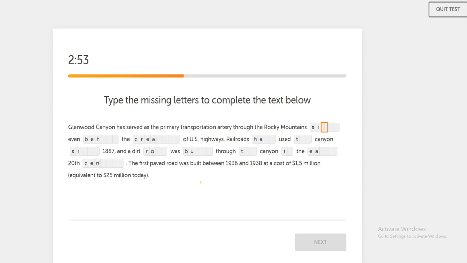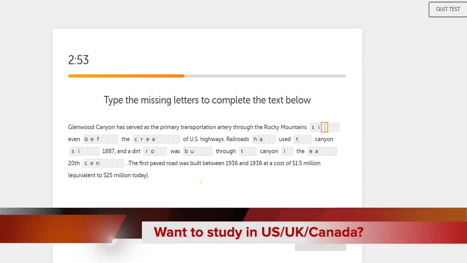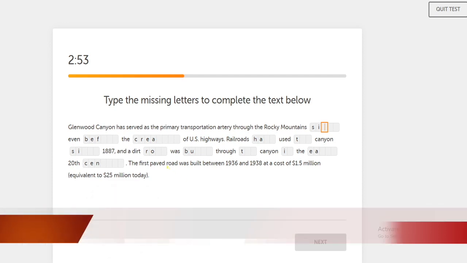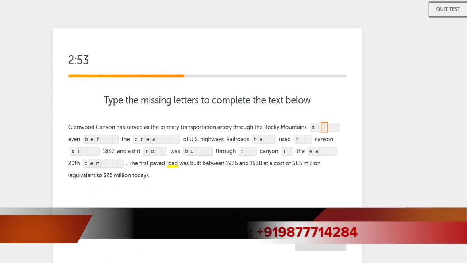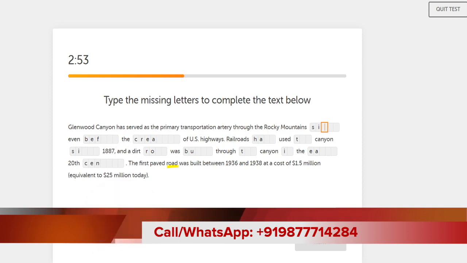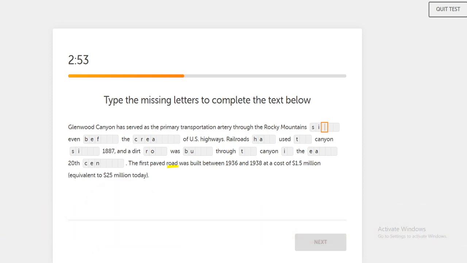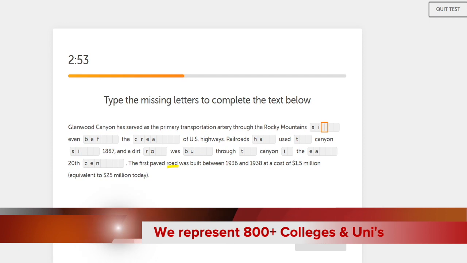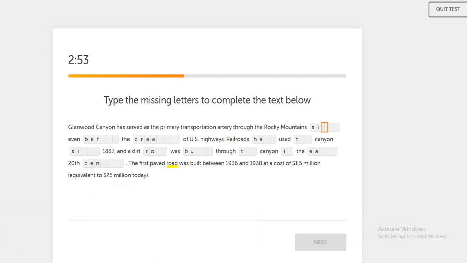If you read the entire text, you understand that it's something related to railroads and transportation and something known as the Glenwood Canyon. So you have a certain idea that the topic revolves around roads and transportation. I hope you're done with the answers by now. Let's move on to the next slide. If you have not done it yet, just click on pause again and resume when you're done with your answers.